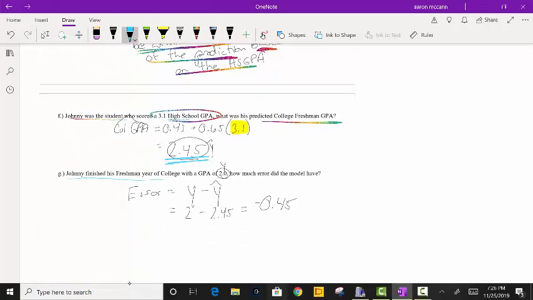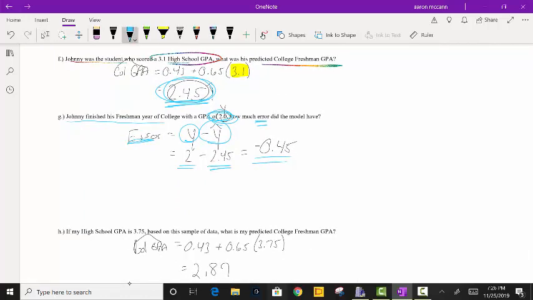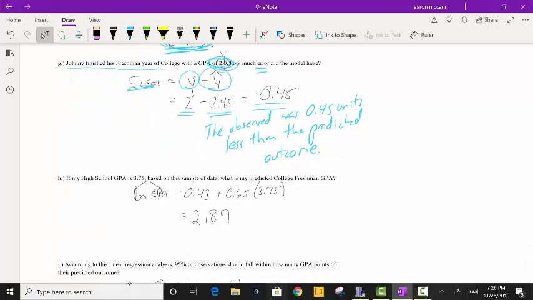But it says here, Johnny finished his freshman year with a GPA of 2.0. So did the equation give us exactly what actually happened? No, it had error. We calculate that error by doing the observed minus the predicted. What actually happened was 2, and what was predicted to happen was a GPA of 2.45. So we get negative 0.45, which means what actually happened was 0.45 units less than the predicted outcome. Or we could say that the predicted outcome was 0.45 units higher than the observed. Either way, saying the same thing.